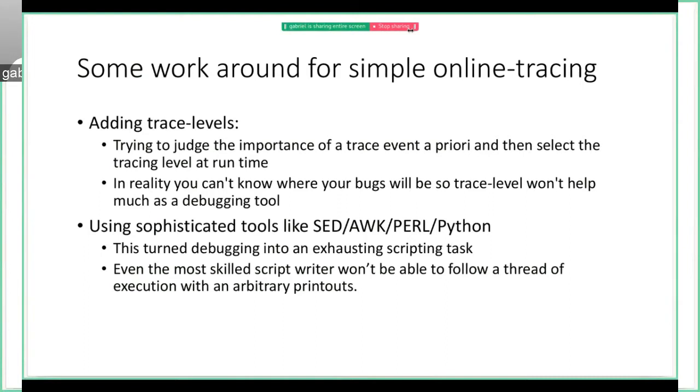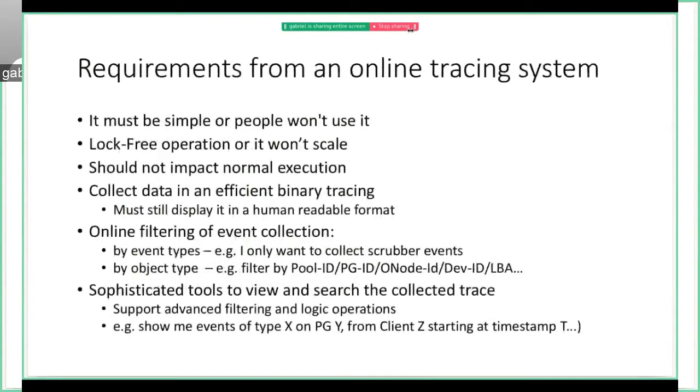So I'm trying to build a document for an online tracing system. So requirement number 1, it must be simple to operate. If it's not simple, people don't use it. It must be lock-free, otherwise it won't scale. If we're talking about now, you could have 50 or even 100 cores running on the same machine. If all of them would take locks each time that you want to put in an event trace, it just won't scale.